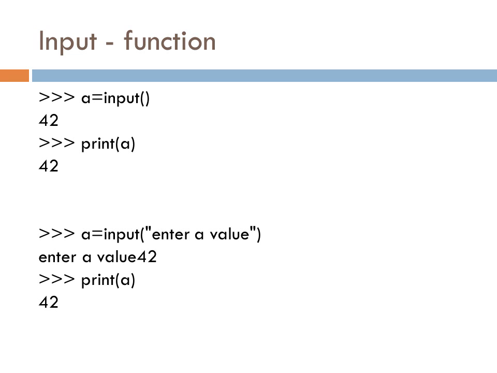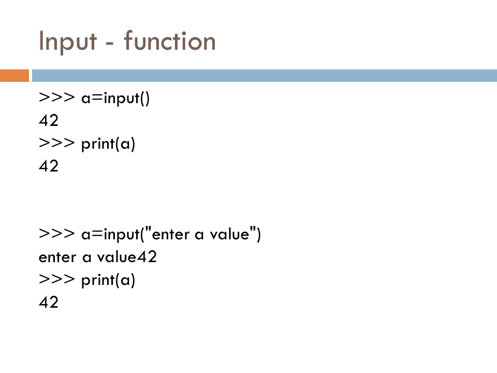A equals input. When the A equals input statement is executed, the command prompt, the terminal, will wait for you to enter some data from the keyboard. When you type 42 and press enter, the 42 value will be stored in the variable A. In order to print, we are using print A. It will display the value of A.